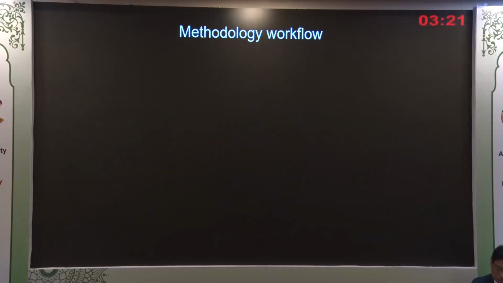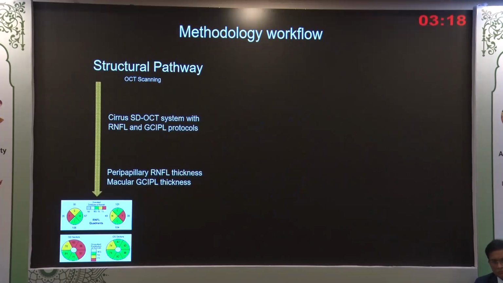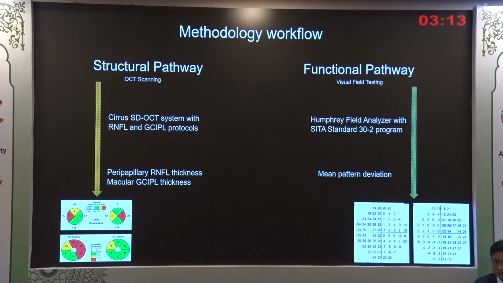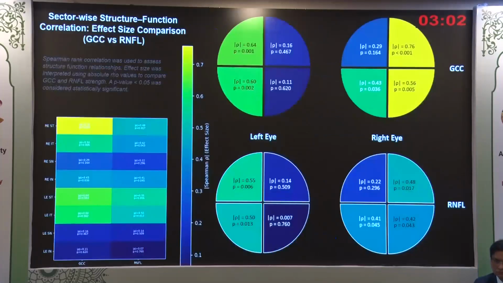Now for the methodology, structural assessment was performed using Cirrus OCT, analyzing both peripapillary RNFL and macular GCC. Functional assessment was done using Humphrey Field Analyzer with the SITA standard 30-2 protocol. Quadrant-wise mean pattern deviation values were anatomically mapped to corresponding retinal sectors. This slide summarizes the key sector-wise findings from our analysis. The heat map helps visualize how strongly visual field loss relates to structural thinning across different sectors and both eyes. The color brightness represents the strength of this relationship, while the numbers inside each cell show the effect size and the p-value. What we see is a clear pattern.